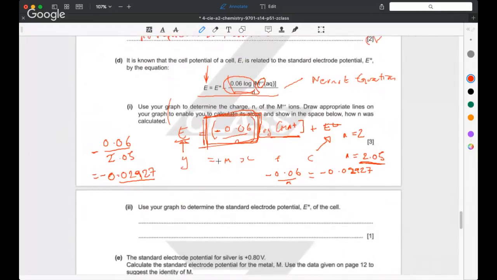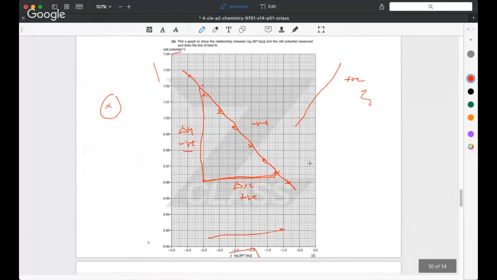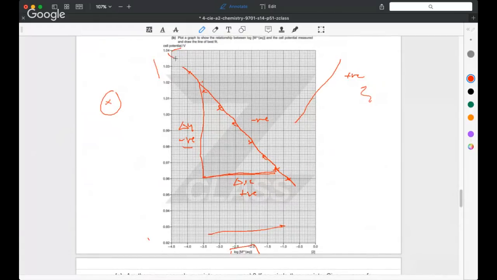Okay, very good. So that was the gradient, the y equals mx plus c, the m part. But we've got to calculate, haven't we, the standard cell potential. And that's the c part, the y-intercept. This is just playing with your minds a little bit, because when you think of your y-intercept, you're normally thinking of an intercept over there, aren't you? But remember, the y-intercept is at x equals 0.